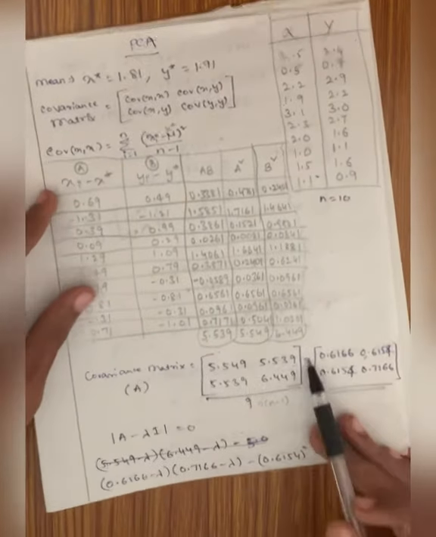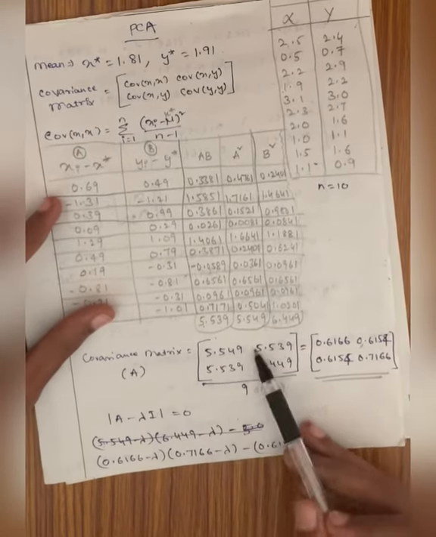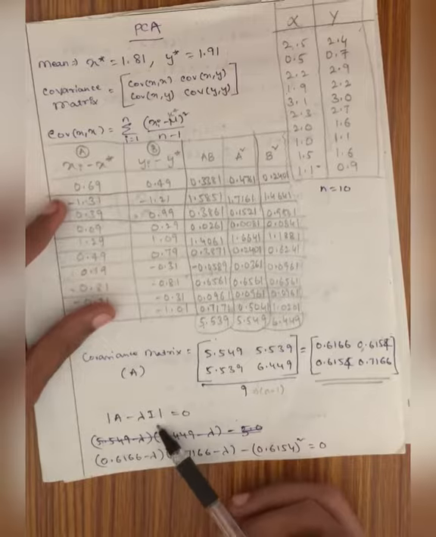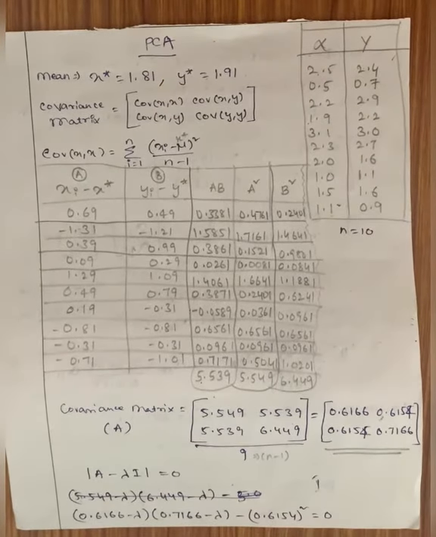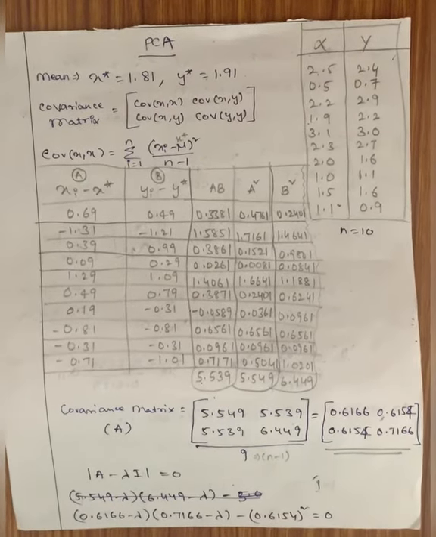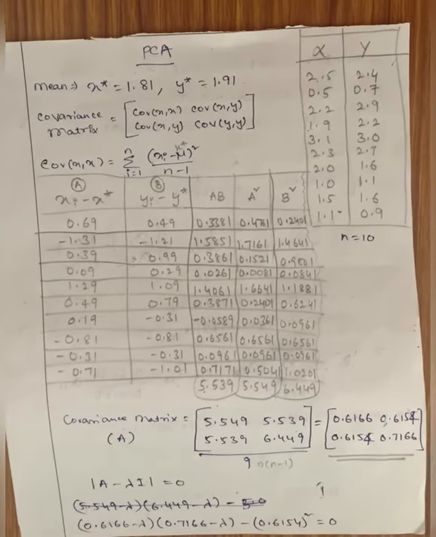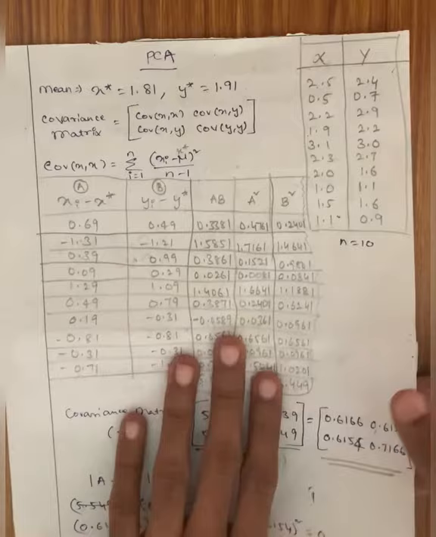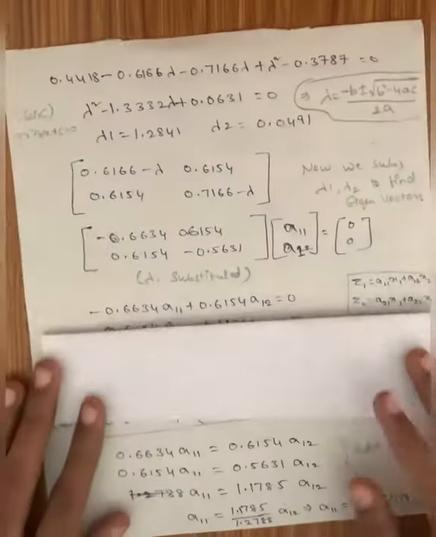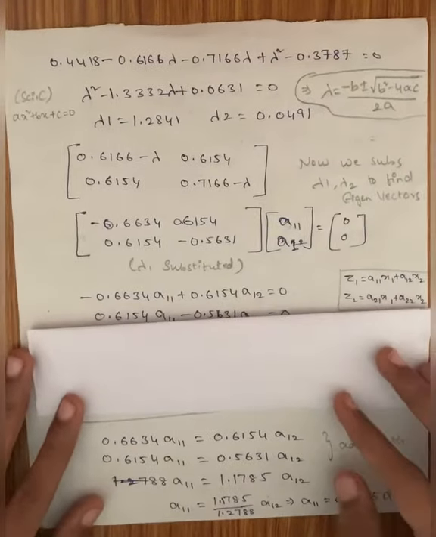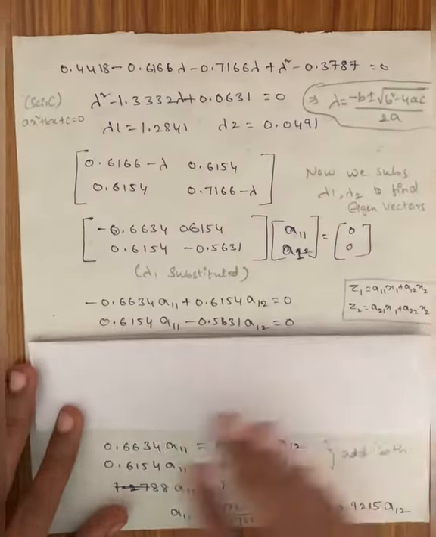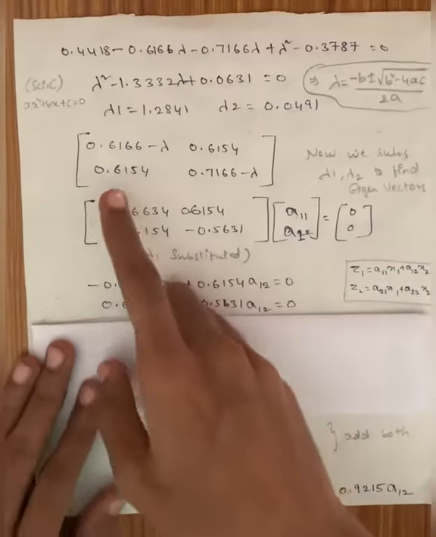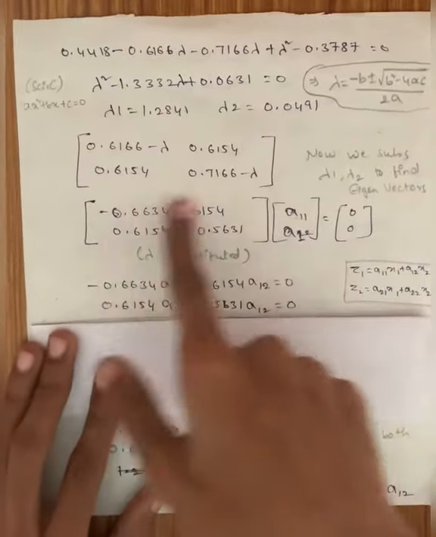Here initially we have taken A minus lambda I, which means covariance matrix A minus lambda times the identity matrix. As we know, the identity matrix is 1 0 and 0 1. Based on that we take minus lambda I, and we finally get this quadratic equation as shown here. You can check this. This would be the eigenvalues. Ignore this, there is an error. This would be the final matrix which we would get.